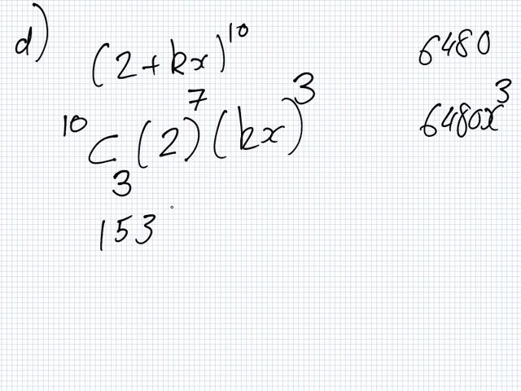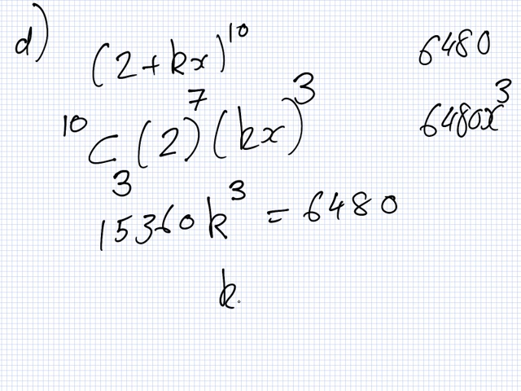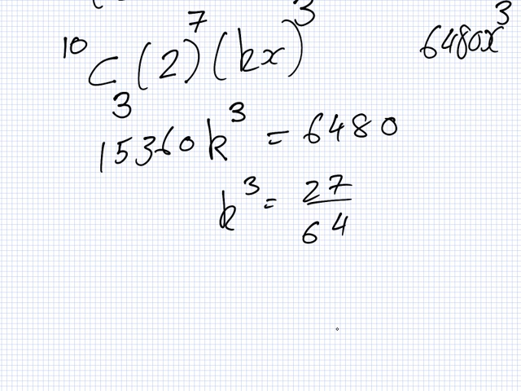So 15,360 k cubed equals 6480. Is that right so far? Yeah. So I get k cubed equals 27 over 64. So we do a cube root. And what does k equal? 3 over 4. There's only one answer here, not 2. Okay, so that's B1, so that was okay.